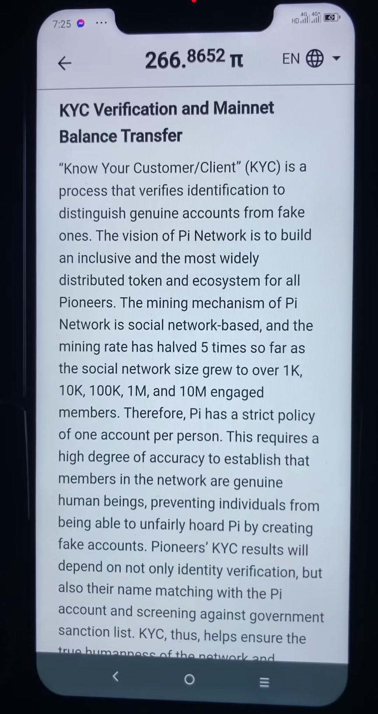Okay, KYC verification and mainnet balance transfer. Okay, ayan na yung mga excited sa KYC. Know your customer or client. KYC is a process that verifies the identification to distinguish genuine accounts from fake ones. The vision of Pi Network is to build an inclusive and most widely distributed token and ecosystem for all pioneers. The mining mechanism of Pi Network is social network based, and the mining rate has halved 5 times so far as the social network size grew to over 1,000, 10,000, 100,000, 1 million, and 10 million engaged members. Therefore, Pi has a strict policy of 1 account per person.